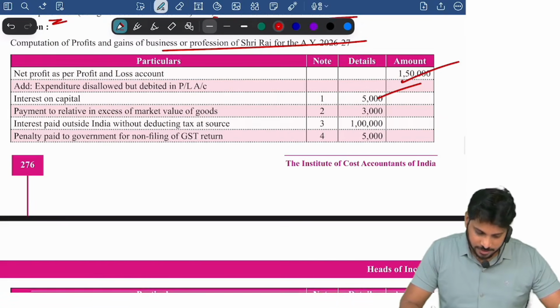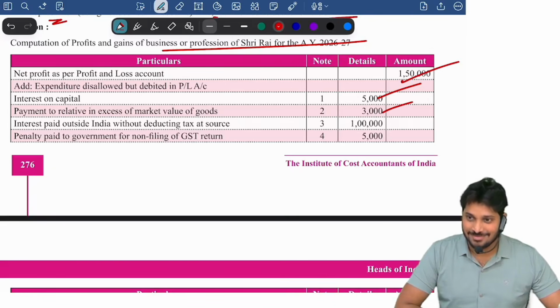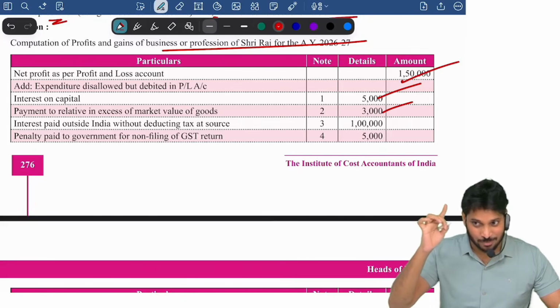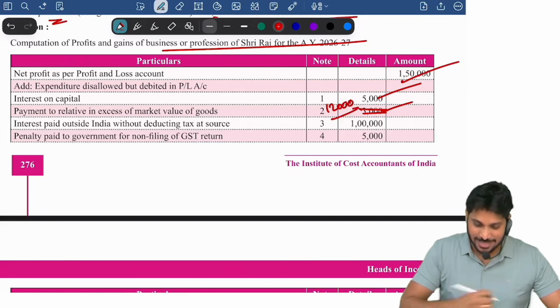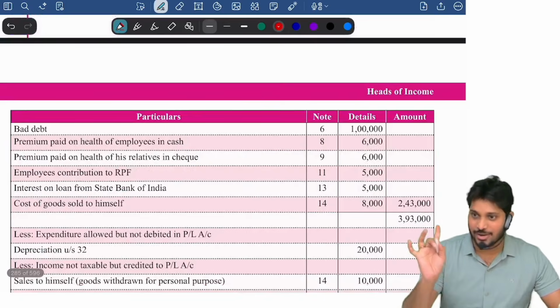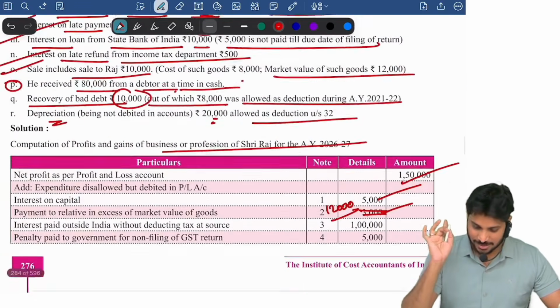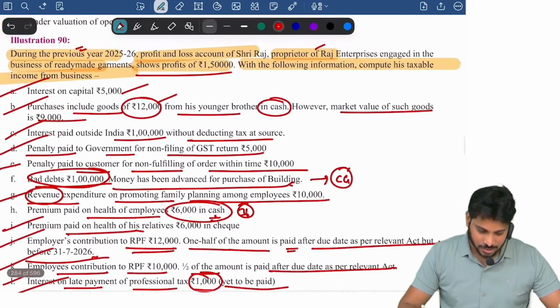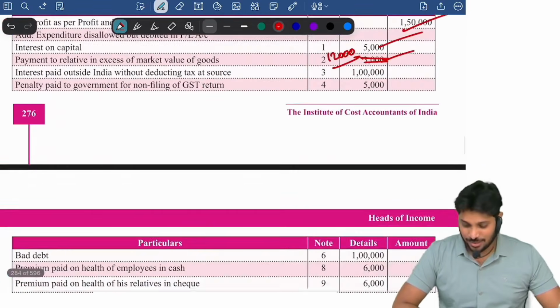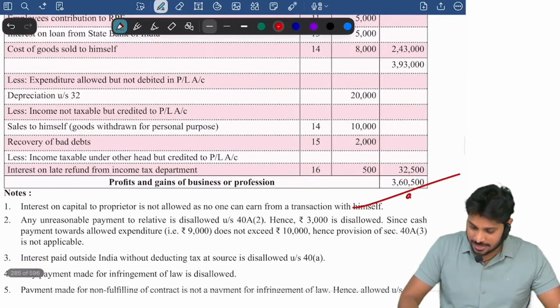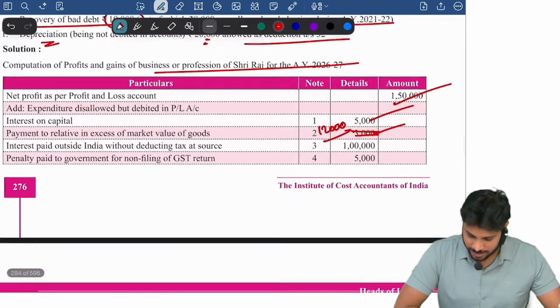Fine, I will see once. 1,50,000 right. Interest on capital, yes. Add back, correct? Payment related in excess of market value. That's wrong actually. Because entire amount is paid in cash. More than 10,000 paid in cash. This entire 12,000 should be disallowed. Am I right? This they did wrong. Clearly that answer is wrong. So how much is the amount paid to relative? Actually 12. In cash, 40A3 is applicable. Yes or no? That 10,000. So 9,000 answer increases here by default. Am I right?